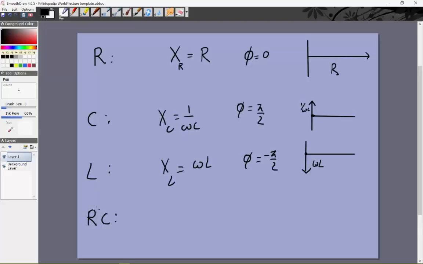So for an RC circuit, all we'll do is add these two. But we'll not add them directly, we'll add them like vectors, right? So we'll add the vector reactance of R and the vector reactance of C, and the net resultant vector will be the vector impedance of the RC circuit. So I'll write that first. Vector reactance plus vector reactance gives you the vector impedance.